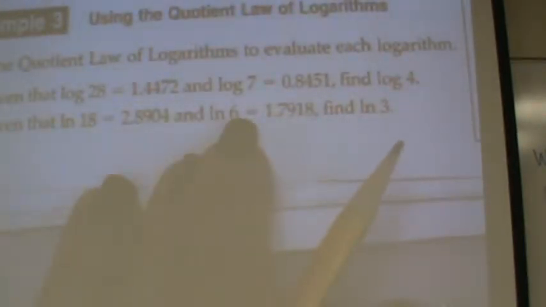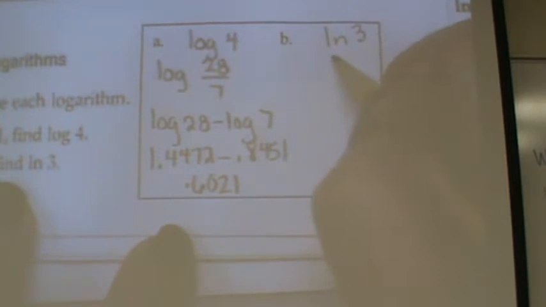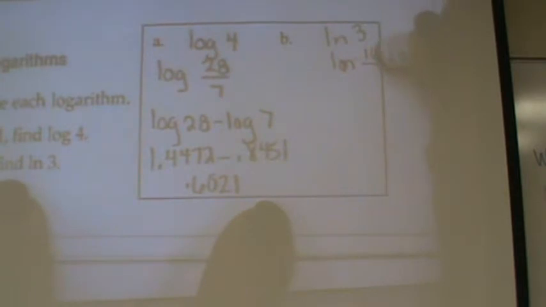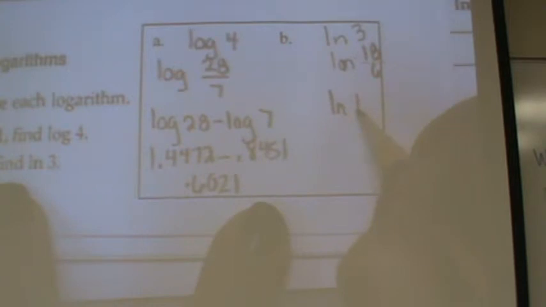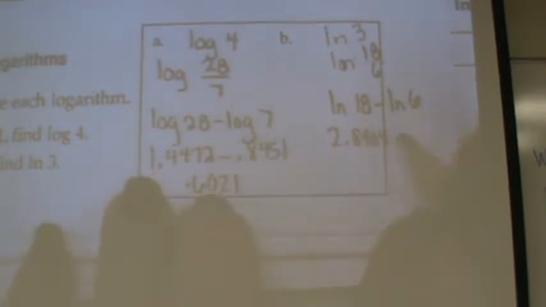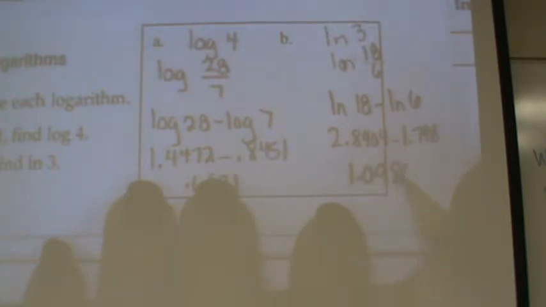So how would you do the next one? The log of 18 and 6 is given, and you need the log of 3. What are you going to do? So ln of 3 would be ln 18 over 6. So it's ln 18 minus ln 6. So it's 2.8904 minus 1.7918, which is 1.0986. Questions?